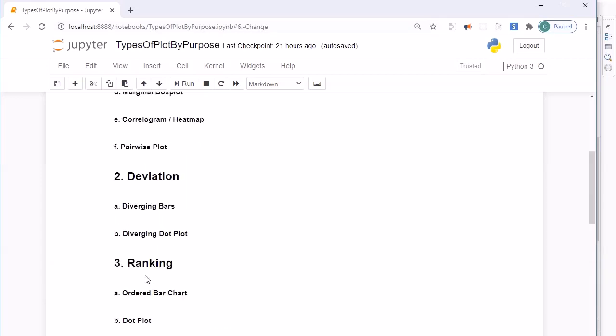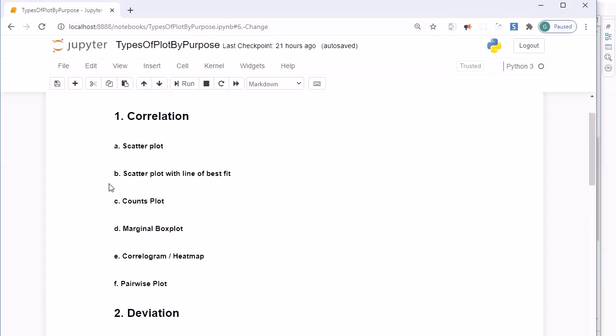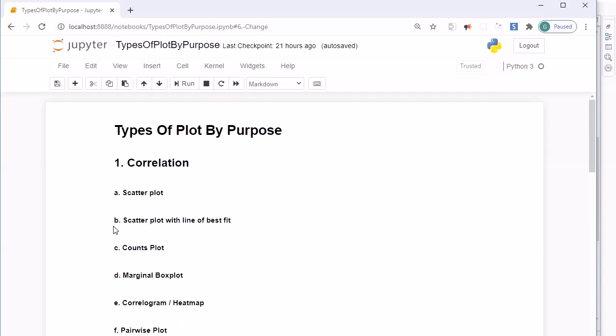So overall, these are the plotting techniques we are going to look into, and we will look into the best practices to write the code for data visualization.